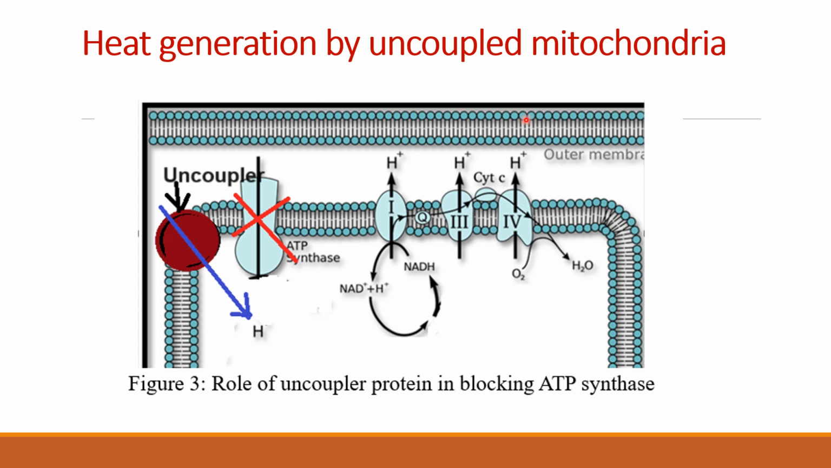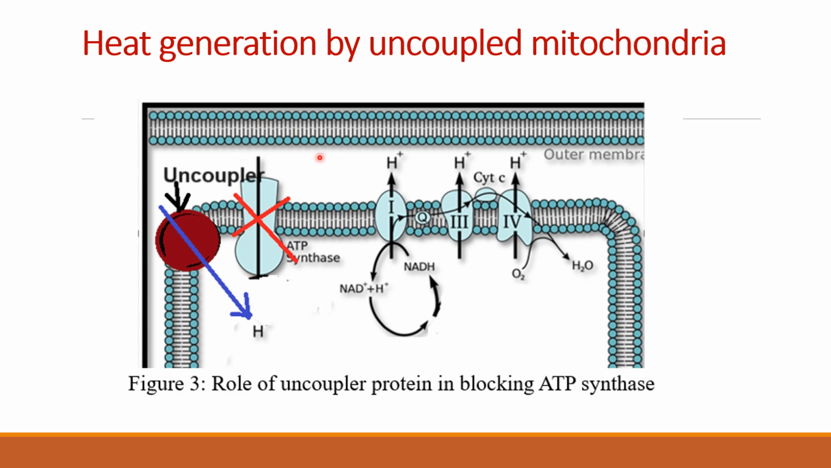Here is a diagrammatic representation of heat generation by uncoupling mitochondria. Here you see, as the electrons are passed through the electron transport chain, the protons are pumped into the intermembrane space, where they accumulate. Now these protons are to be sent back to the matrix, and this happens through the ATP synthase. When transferred like this, ATP synthesis takes place.